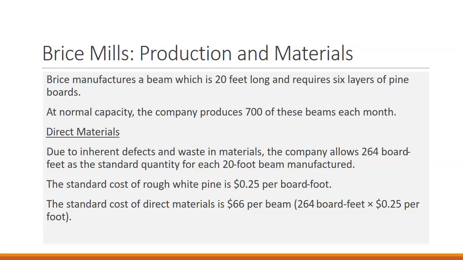Here is the information we have about production and materials. We manufacture a beam which is 20 feet long and requires 6 layers of pine boards. At normal capacity, we produce 700 of these beams each month. Direct materials: due to inherent defects and waste in materials, the company allows 264 board feet as the standard quantity for each 20-foot beam manufactured. The standard cost of rough white pine is 25 cents per board foot, so the standard cost of direct materials is $66 a beam.